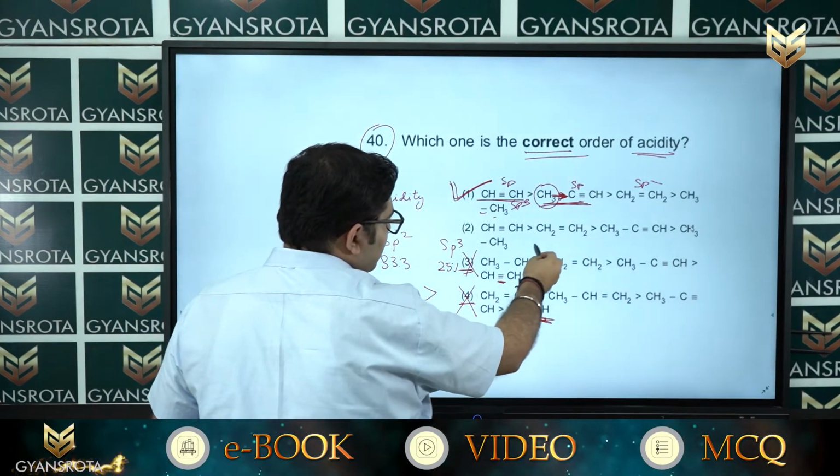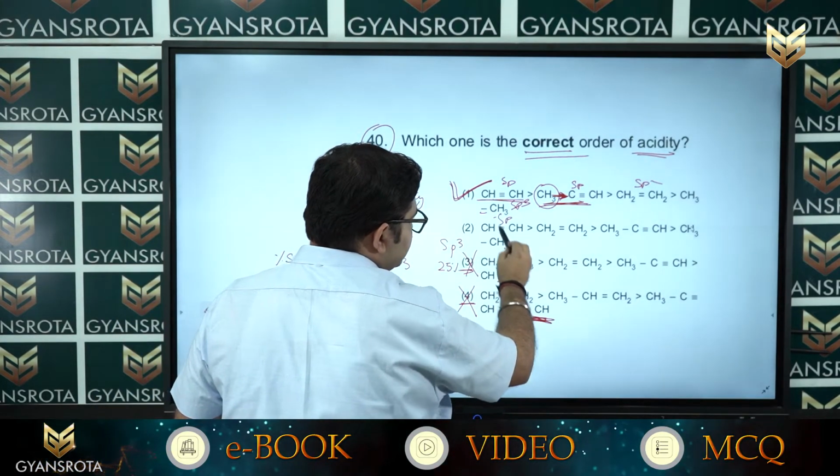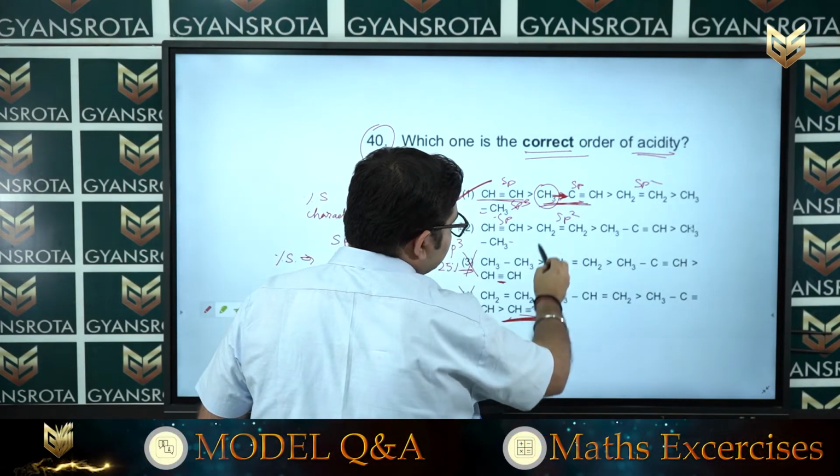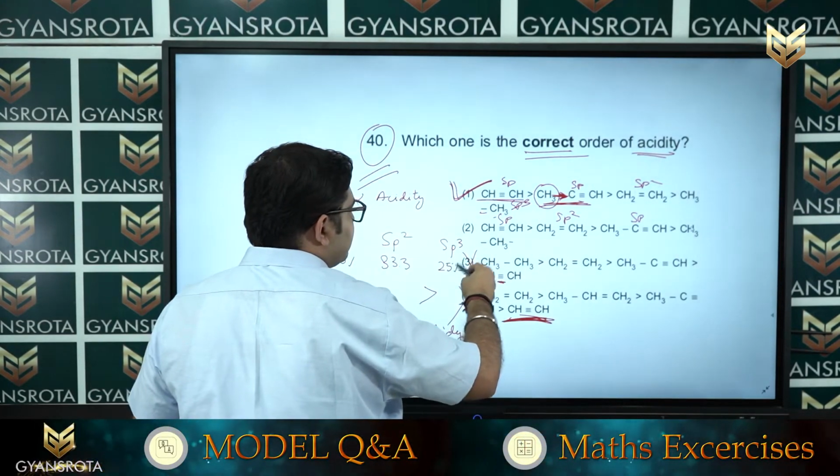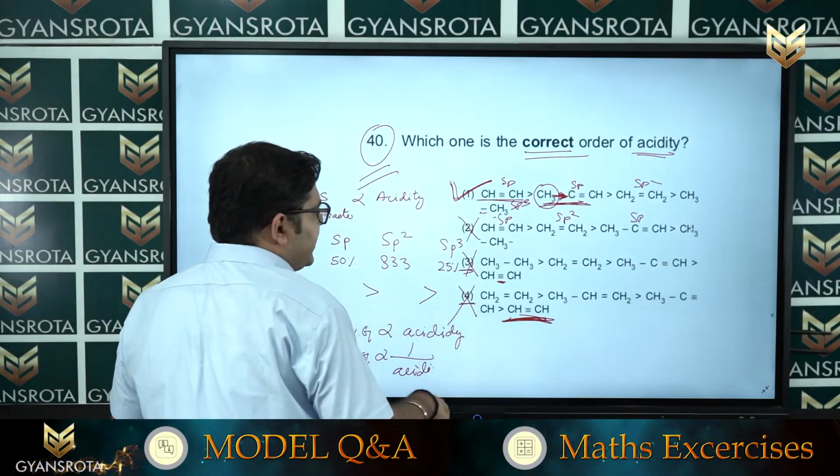Now, option number 2 you can also check, here also sp is there, but this is sp2. So, this is not, and here sp again. So, this is not possible. So, option number 2 also we can neglect.